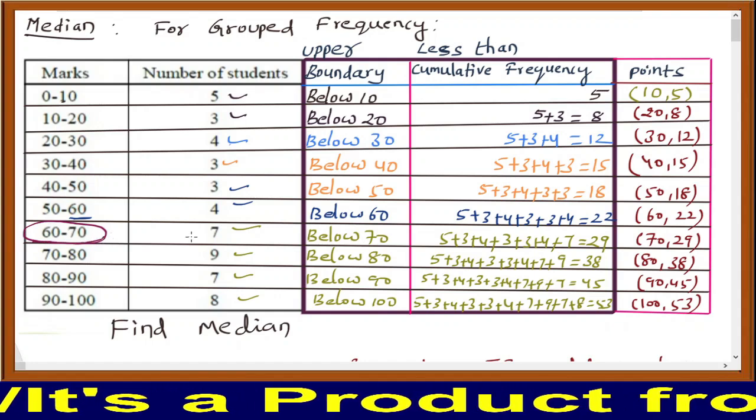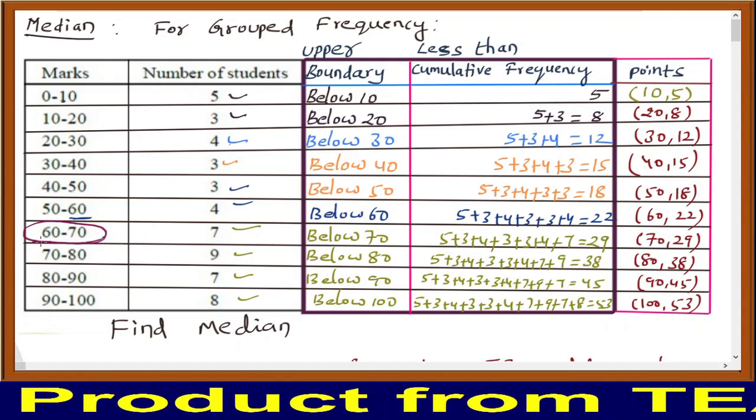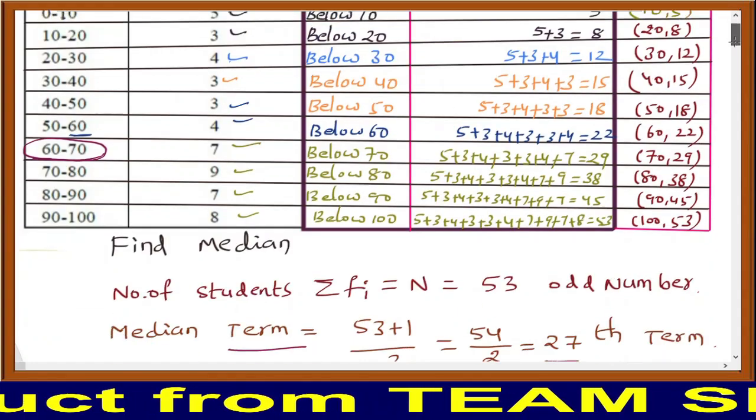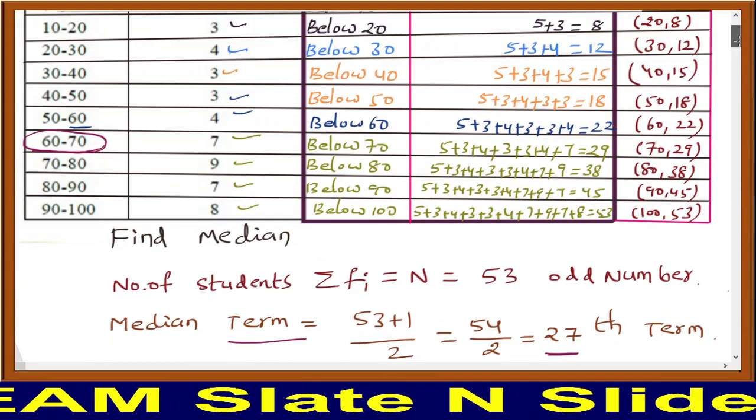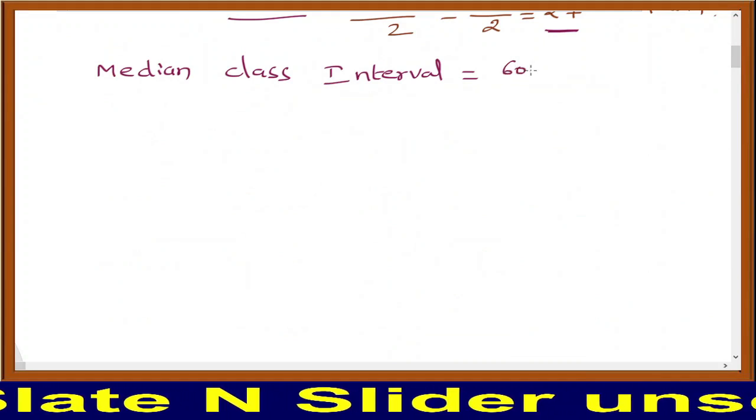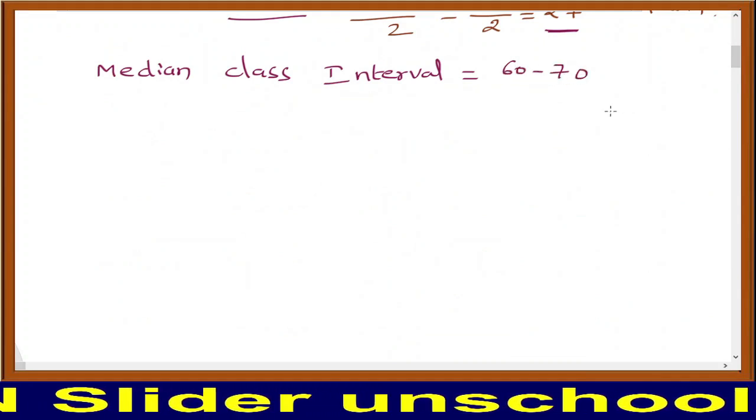This will be the 27th term. That is why the 60 to 70 class will be the median class interval. We can write the median class interval as 60 to 70. Yes, we got the class interval.